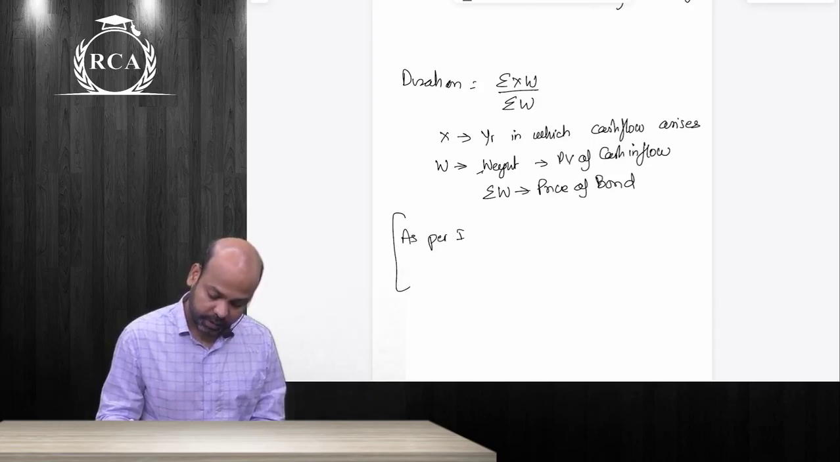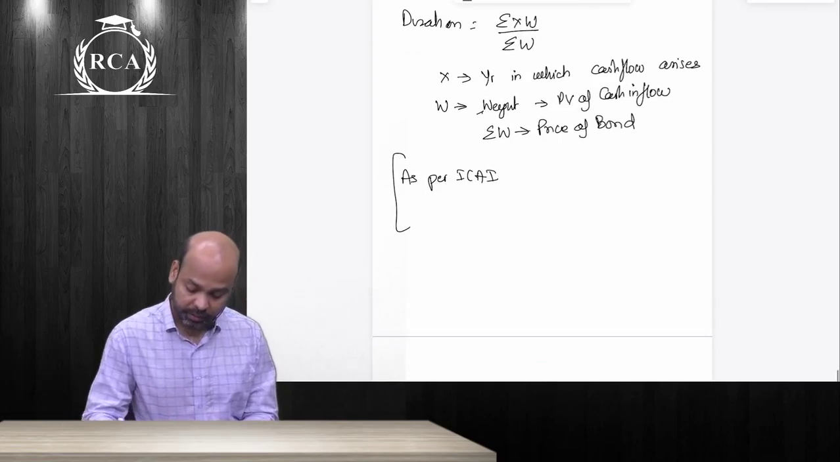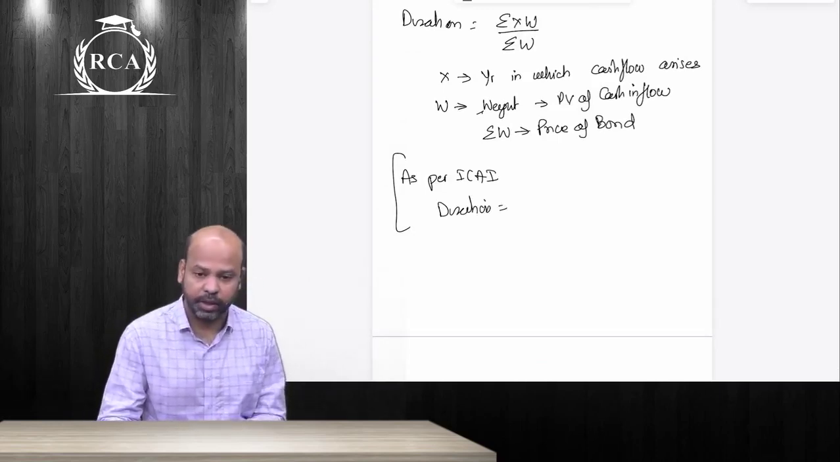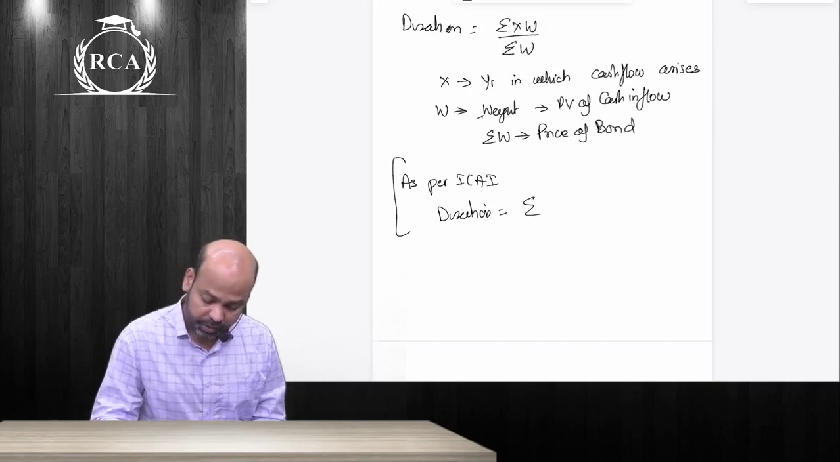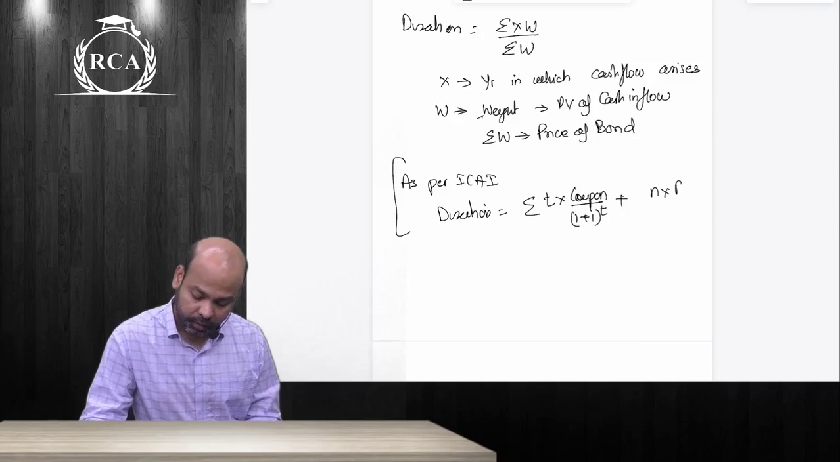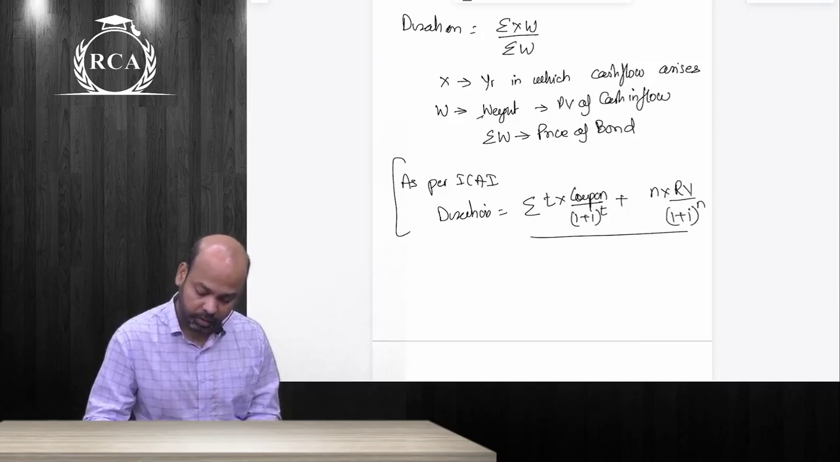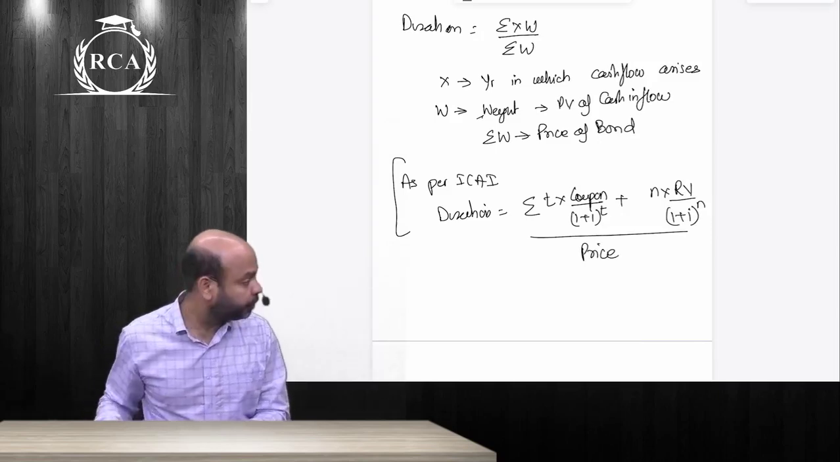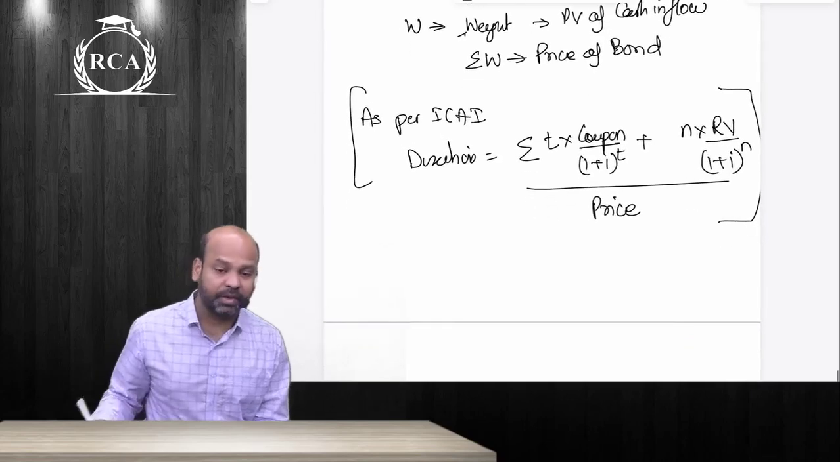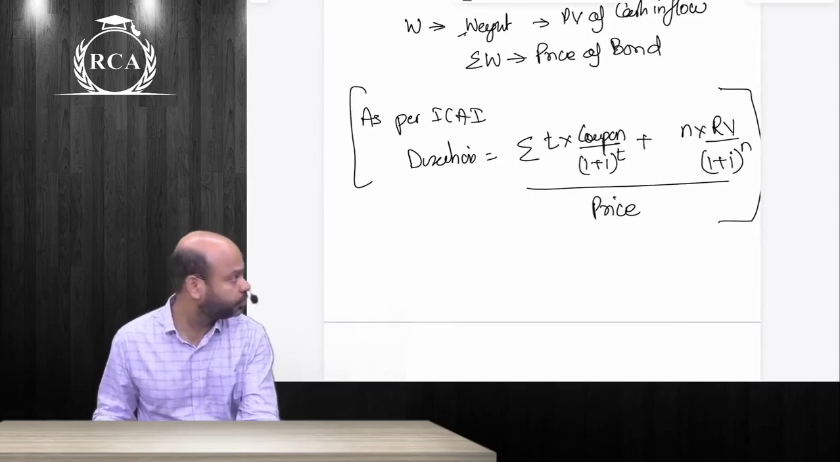As per ICAI, beta, I am writing the same formula, no need to write it in books. They will give full marks even if you directly write xw by w. Summation t into coupon divided by 1 plus I whole power t, plus n into redemption value divided by 1 plus I whole power n, whole divided by price of the bond. It is still the same as multiplying the year beta with the present value of cash inflow.